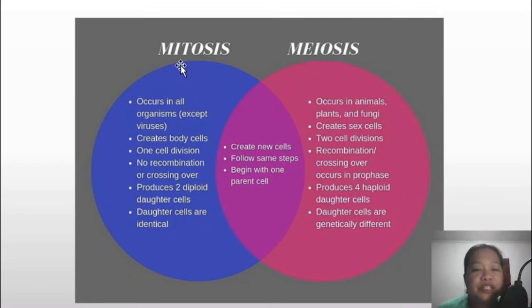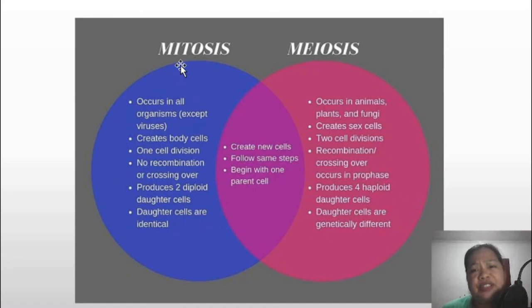Now, daughter cells are identical in mitosis in terms of quality, function, and quantity, while in meiosis, the daughter cells are genetically different from each other because during crossing over, each chromatid is already different from the others.